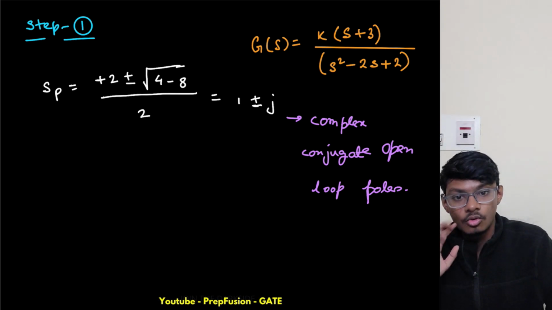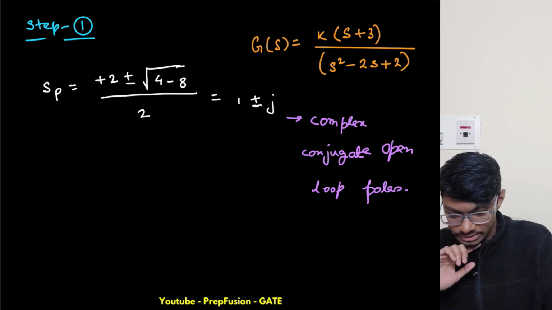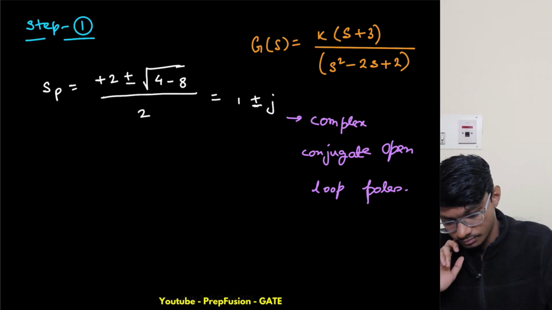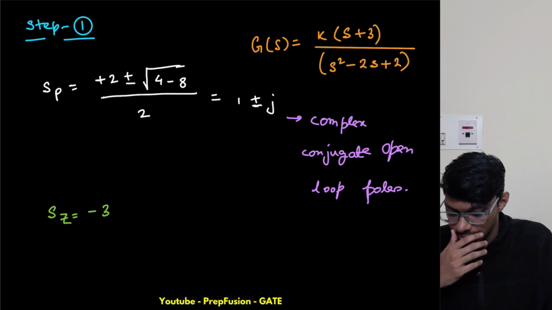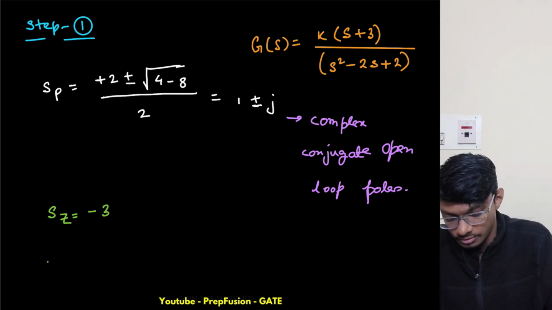Now let's calculate the open loop zeros. So the open loop zero is only 1. It's basically -3. So what is the number of poles? Number of poles is 2 and number of zeros is 1.